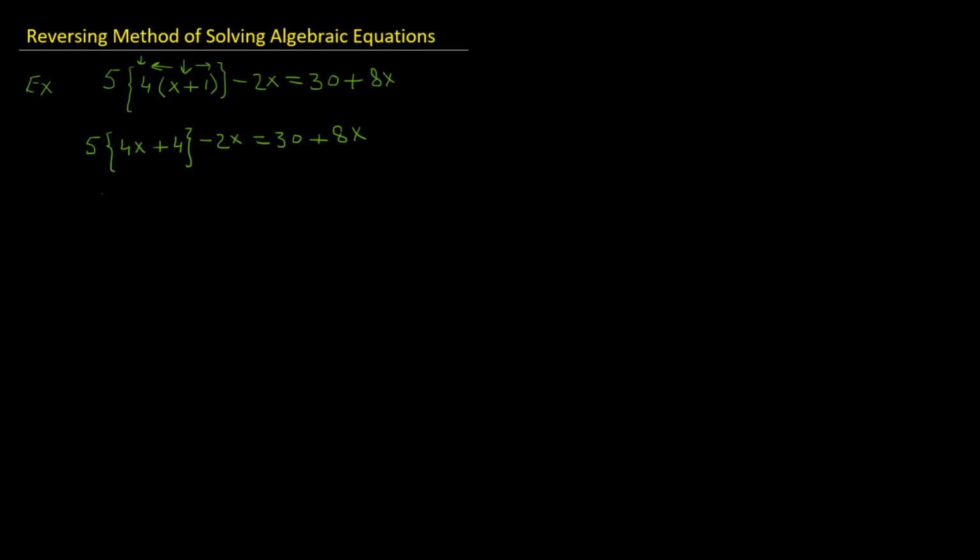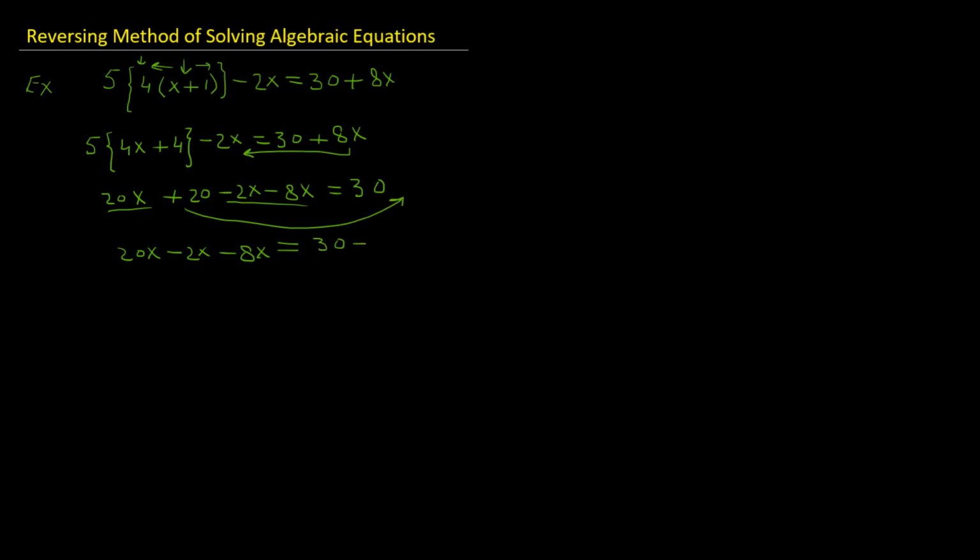So now we open again. So it becomes 20x plus 20 minus 2x. And at this stage, I can save time by bringing this 8x to this side of the equation and replacing 8x with minus 8x. So minus 8x equals 30. Now I can combine all these x terms together, and I can write 20x minus 2x minus 8x, and I can bring this 20 in this step. I can bring this to the other side and change it to minus 20. So 30 minus 20.